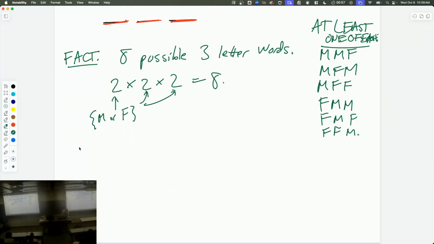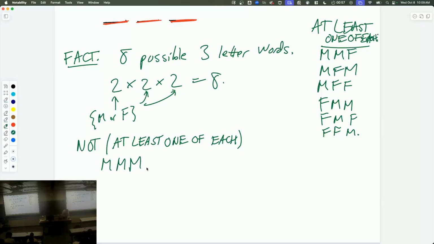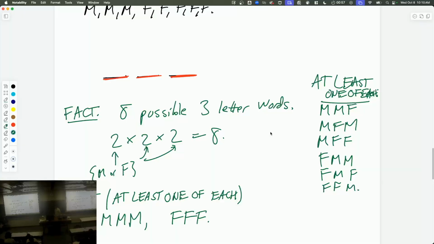But the other list, which is not at least one of each, that one is easy. Because not at least one of each is only 2 things: male, male, male, or female, female, female, right? So in this problem, if you calculate the probability of this, it's annoying. There's 6 of them. You would have to figure out the probability of each one of these things and then add them up. The probabilities are not all equal because having 2 males is different than having 2 females.